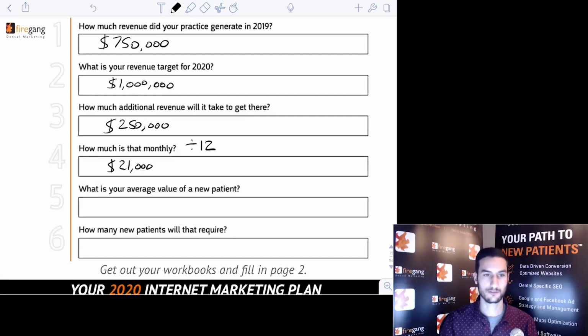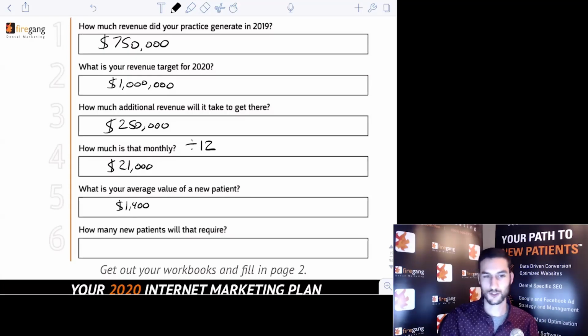But across the board, we've got some research from the ADA that says that the average value of a new patient is $1,400 if we just average all practices across the board in the United States. So I'm just going to go with that because it's a good average. For most practices, they usually fall in this range. I've talked to hundreds of dental practices over 2019, and it's typically around the $1,400 mark.